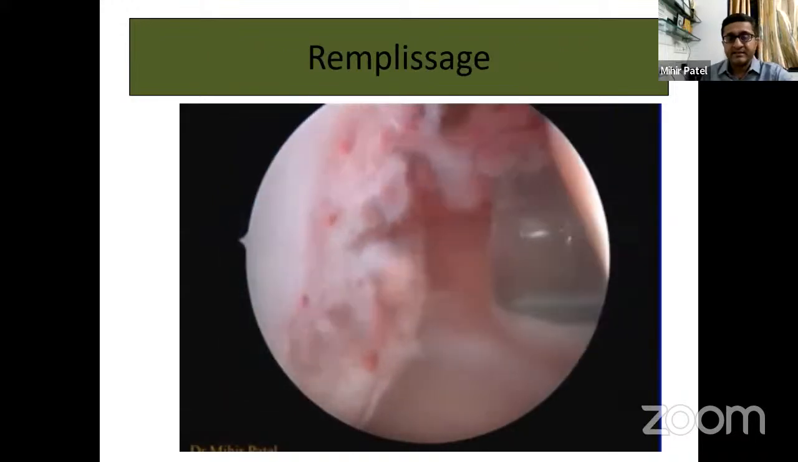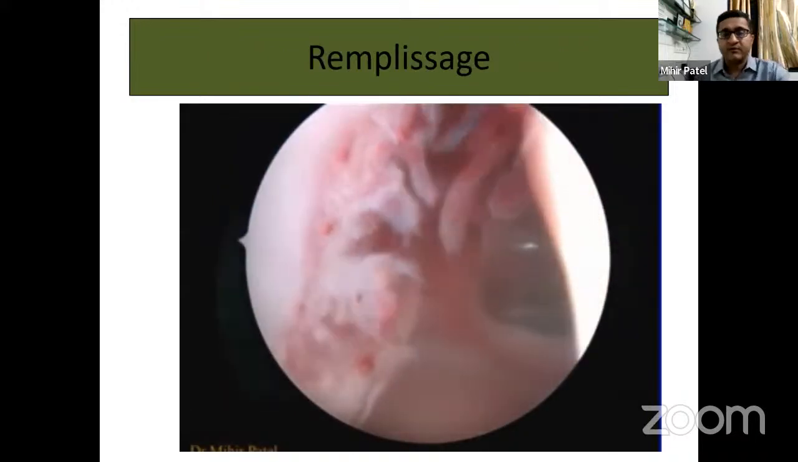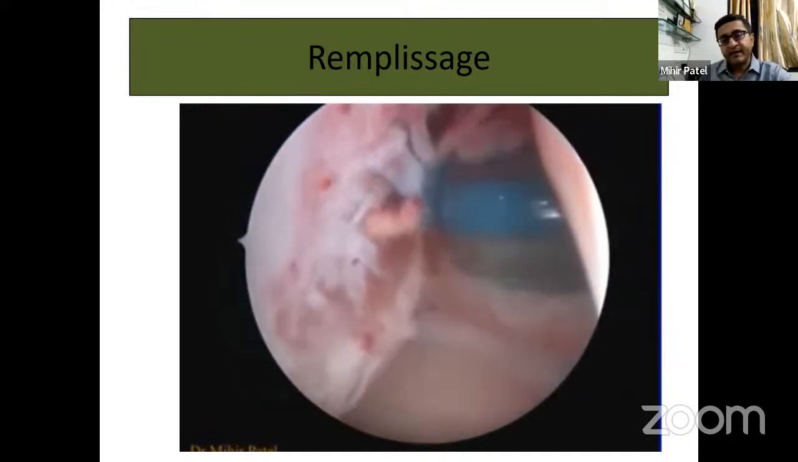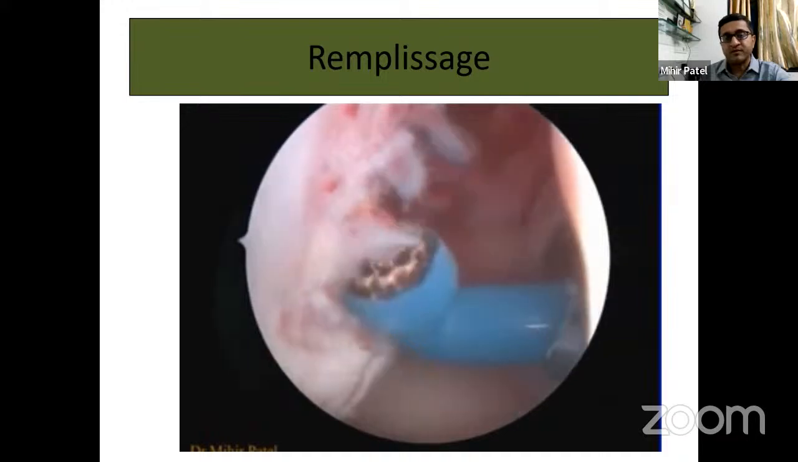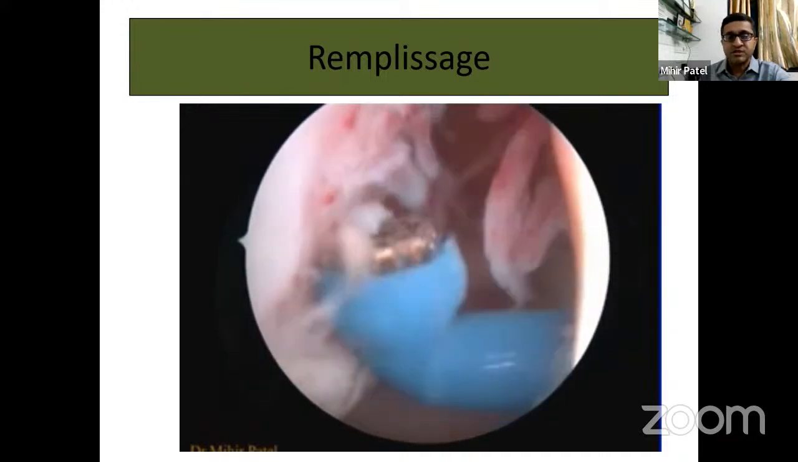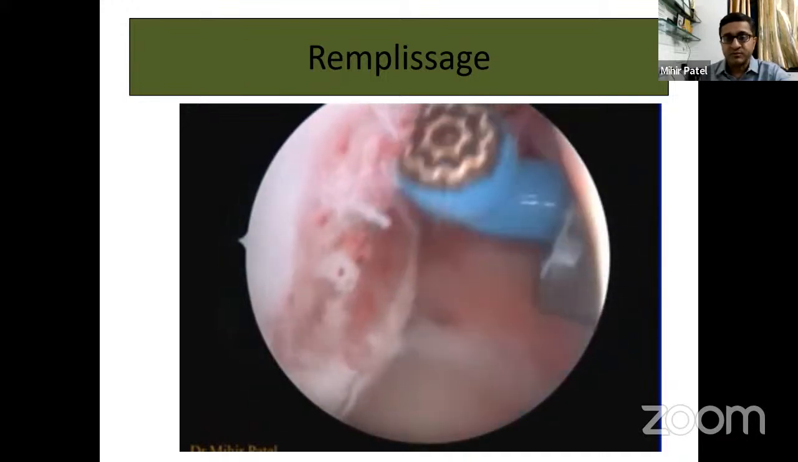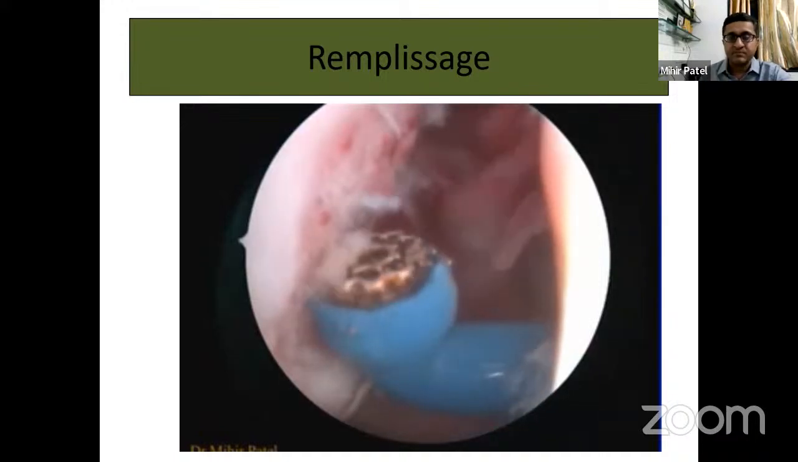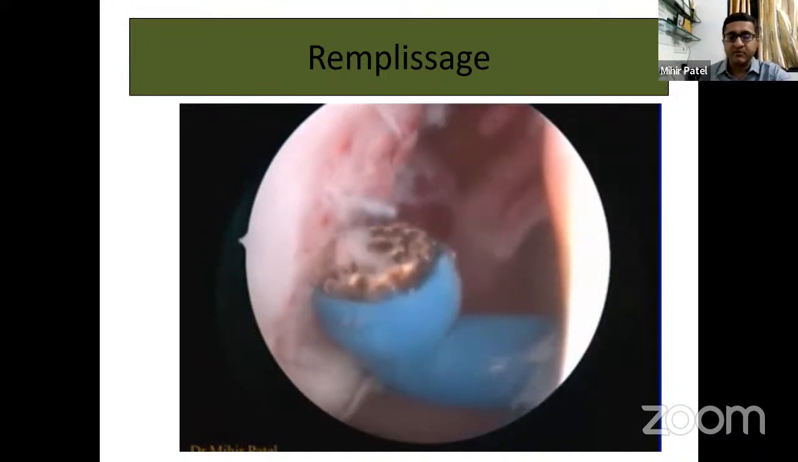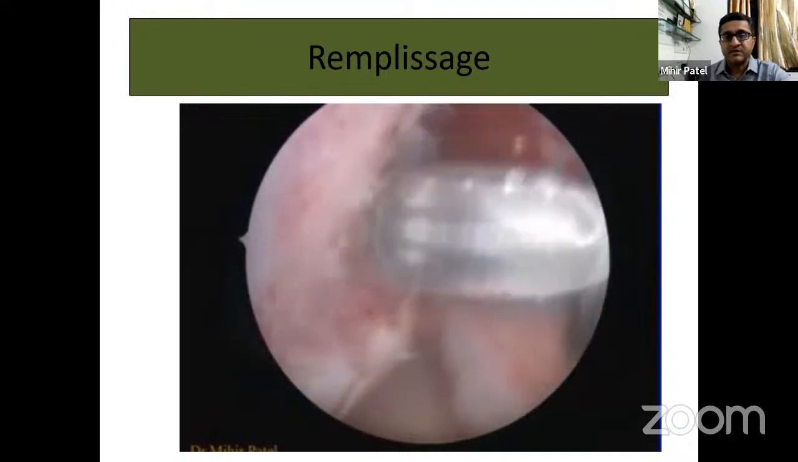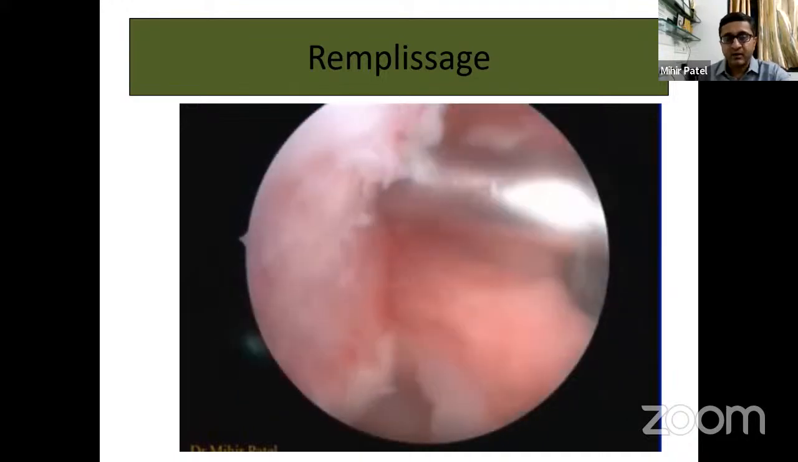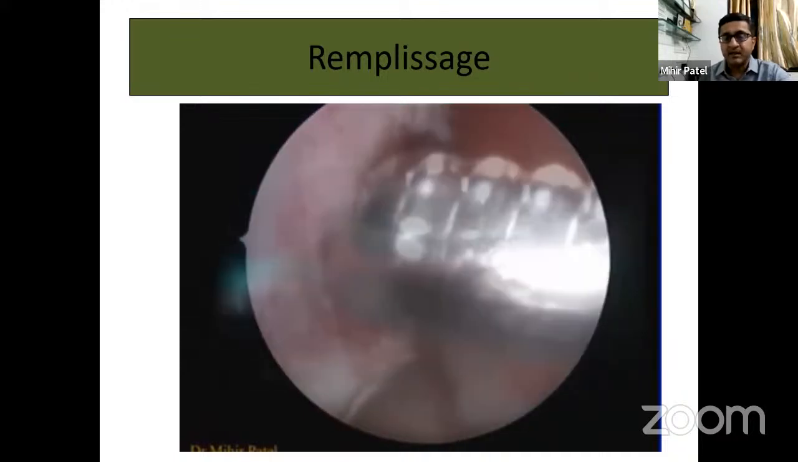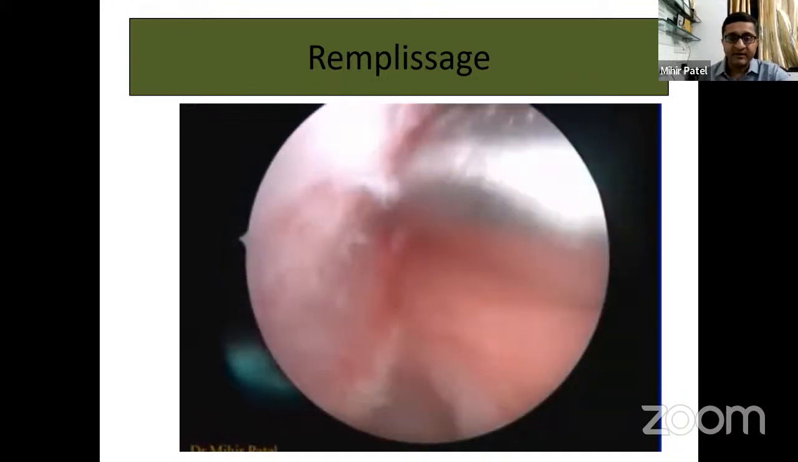Now, this patient also had a Hill-Sachs, so I decided to go ahead with a remplissage. We can see that I'm freshening the humeral bone loss that we can see in the posterolateral humerus with a radiofrequency device. You can also use a shaver or a burr, so that all the soft tissue is removed. I'm seeing from the anterior superior portal, and my working instruments are coming from the posterior portal. You can see all the fibrous tissue is now removed. You can either use a single anchor or two anchors, again depending upon the size of your Hill-Sachs defect.